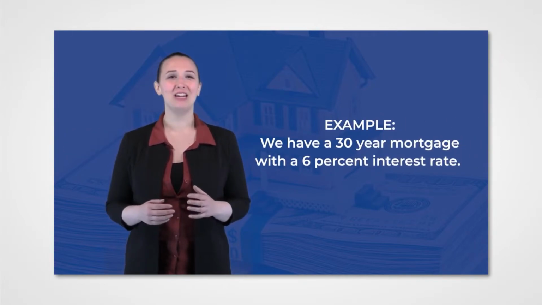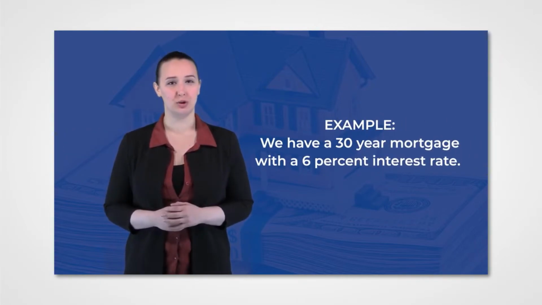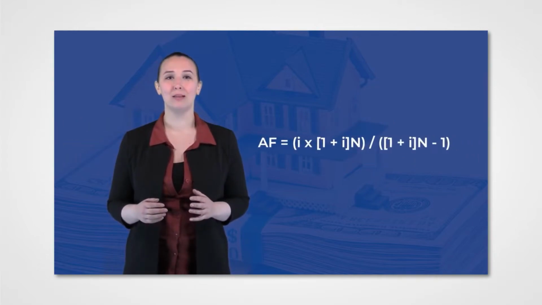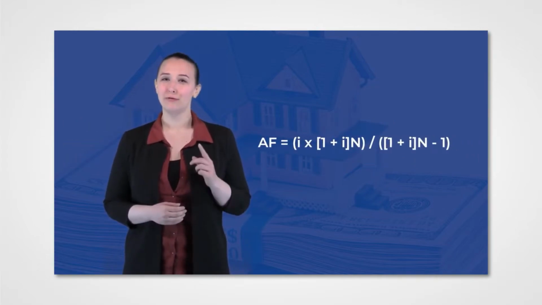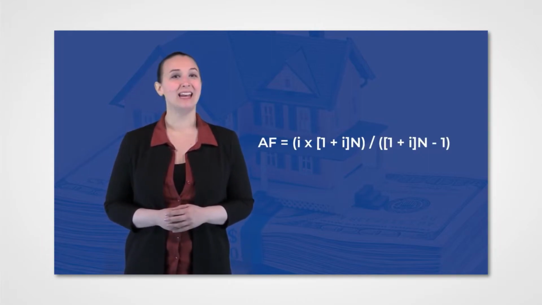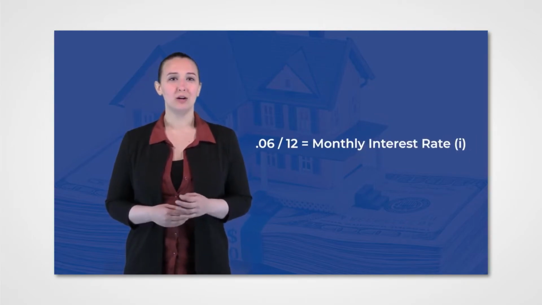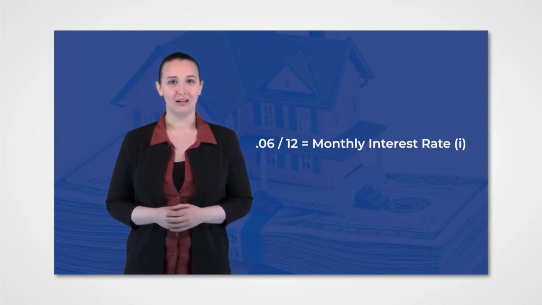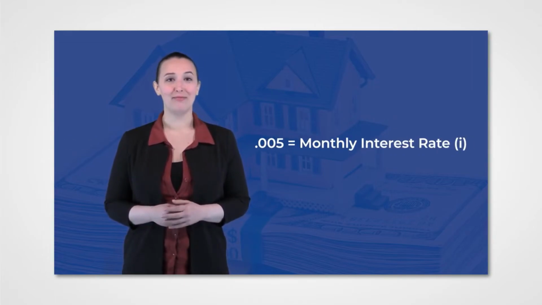Let's say we have a 30-year mortgage with a 6% interest rate. We'll be using this formula. But first, we need to find I and N. The 6% rate is an annual rate, not a monthly rate. So we divide the interest rate by 12, the number of months in a year. 0.06 divided by 12 equals the monthly interest rate, or I. So 0.005 is the monthly interest rate.